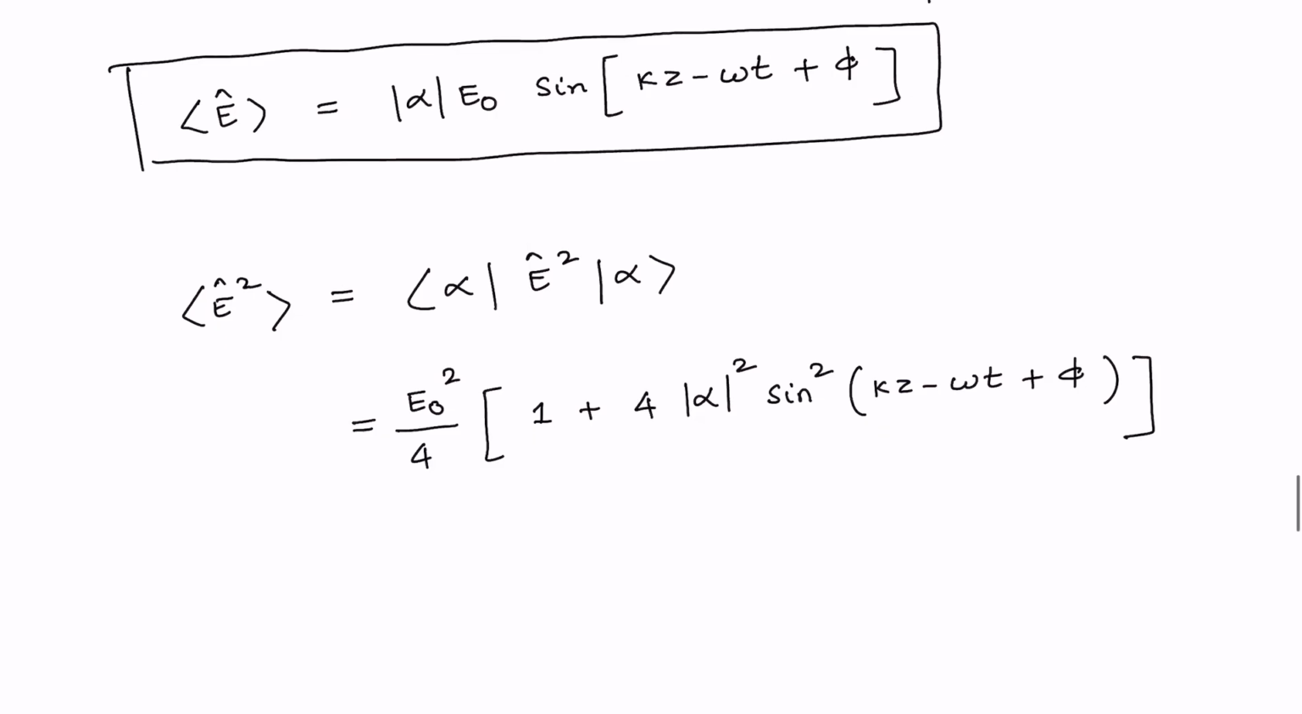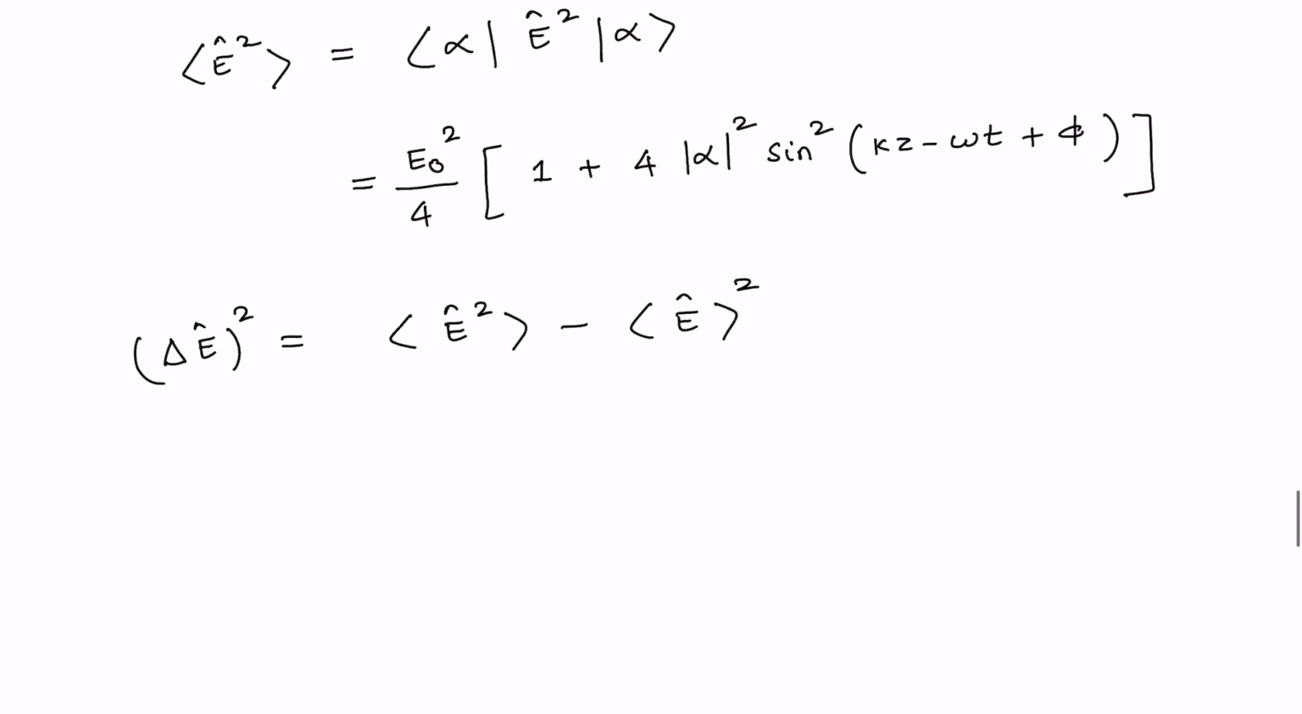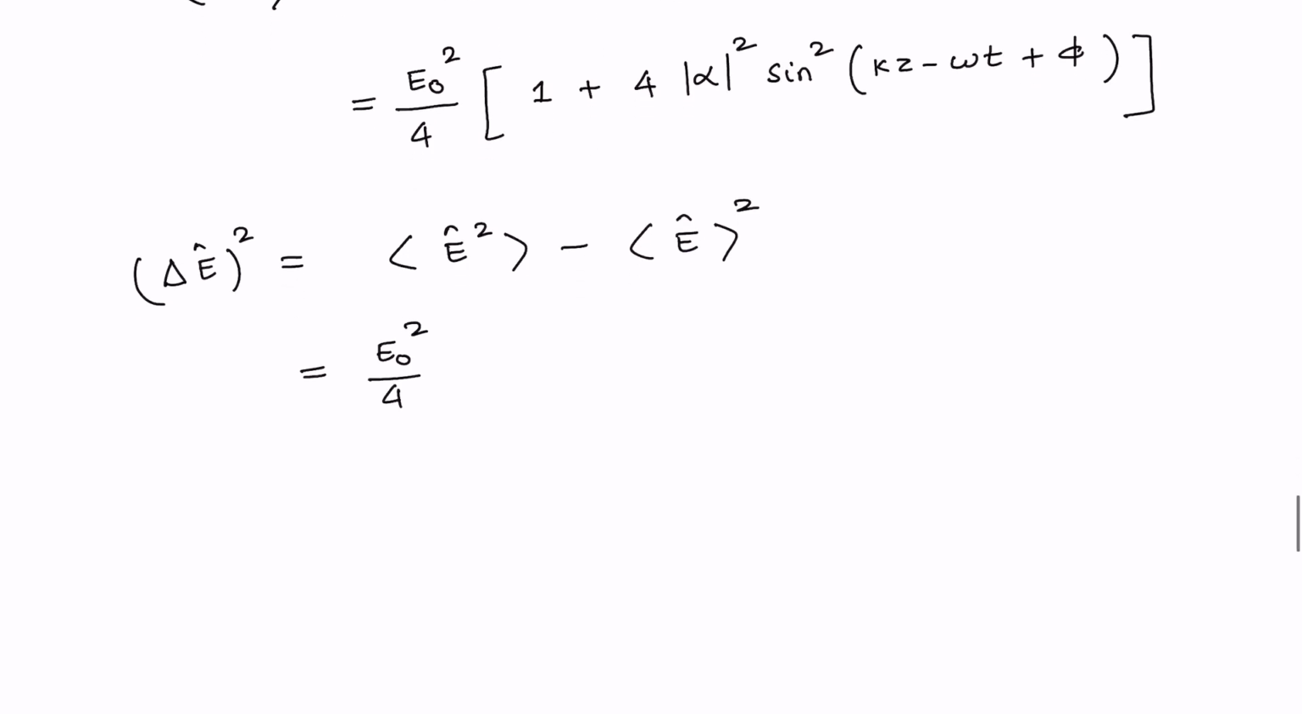Okay, so this is what you should get, and therefore you can immediately get this variance in the electric field in the coherent state by putting the values of the expectation value of E square and expectation value of E, and then if you take the square and put it in, you are going to get simply E0 square by 4, and E0 square we have already taken to be square root of twice ħω by epsilon 0 V. So we get the whole thing as simply ħω by twice epsilon 0 V.